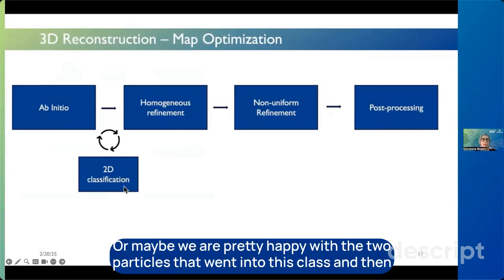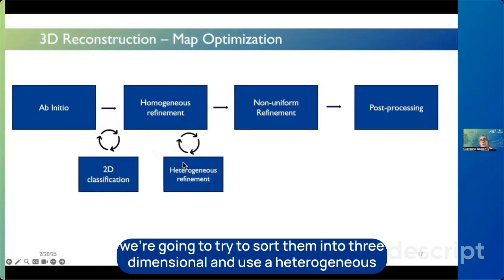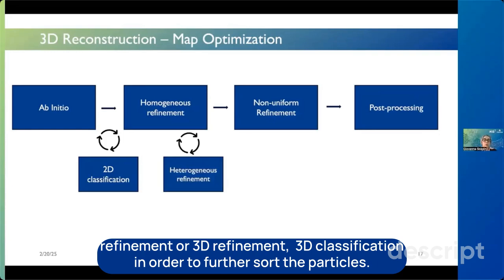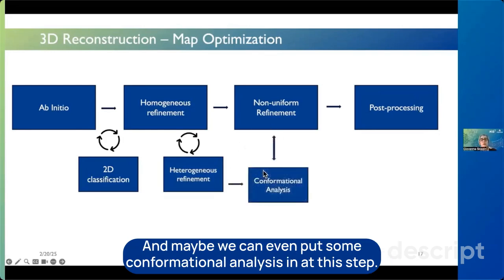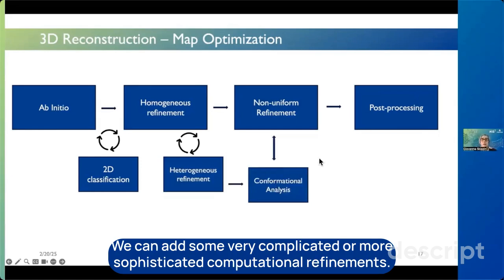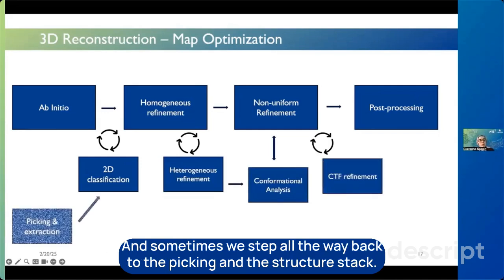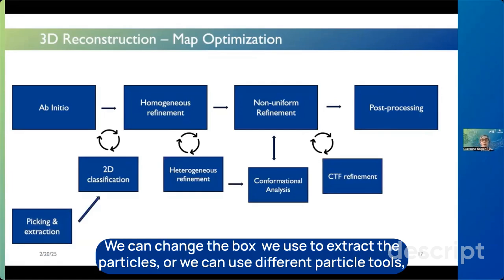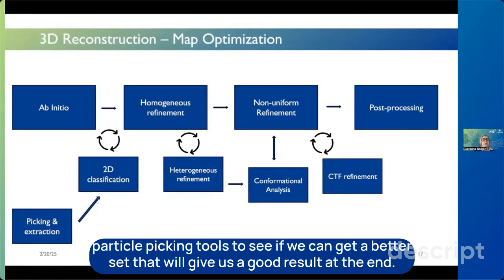Or maybe we are pretty happy with the particles that went into this class, and then we're going to try to sort them in three dimensions and use a heterogeneous refinement or 3D classification in order to further sort the particles. And maybe we can even put some conformational analysis in at this step. We can add some more sophisticated computational methods. And sometimes we step all the way back to the picking and extraction step. We can change the box we use to extract the particles, or we can use different particle picking tools, to see if we can get a better set that will give us a good result at the end.